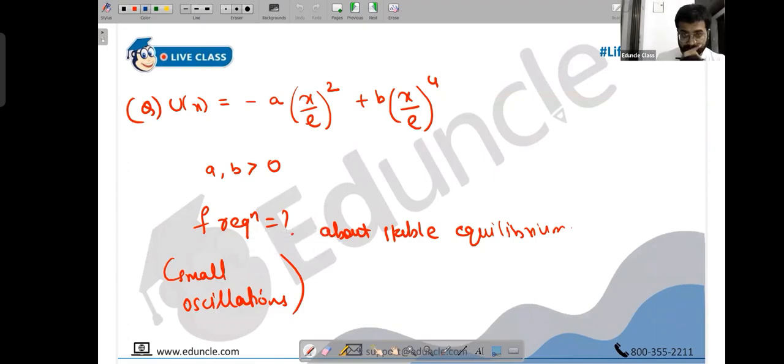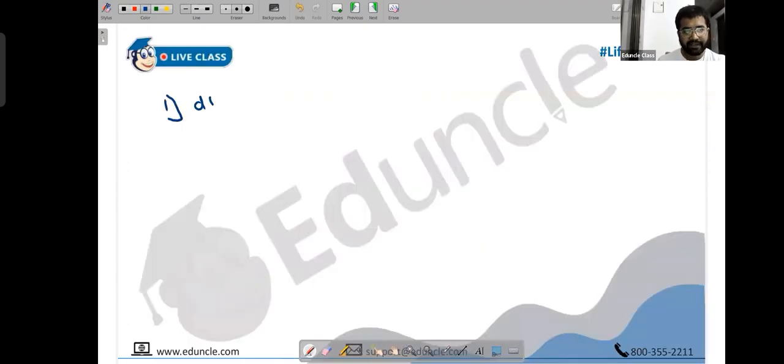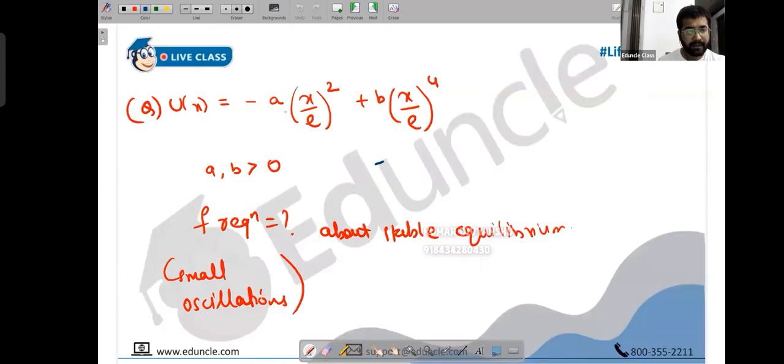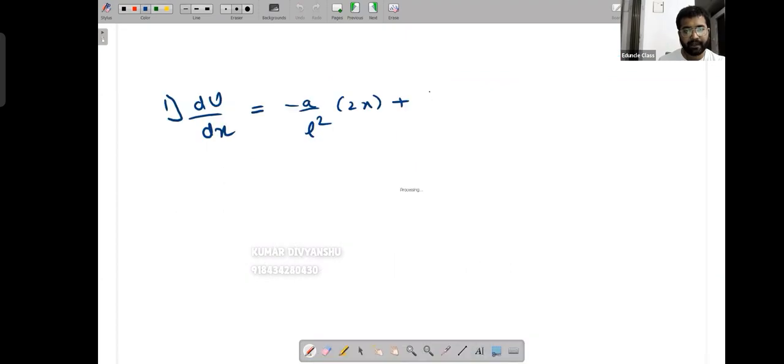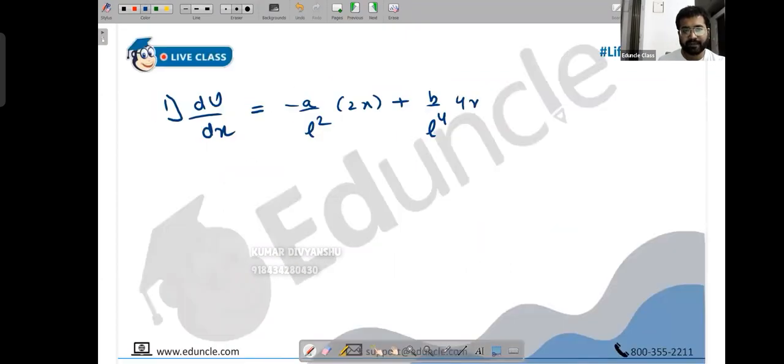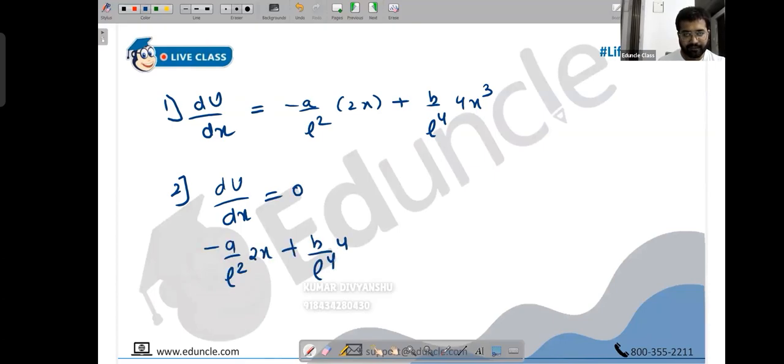Okay, so let's work on this. First step, we find the first derivative. This will be minus a upon L square, derivative of x square, that will be 2x, plus b upon L raised to 4, derivative of x raised to 4, that's 4x cubed. Second step, we have to equate this with 0. So we have minus a upon L square 2x plus b upon L raised to 4 4x cubed equals 0.